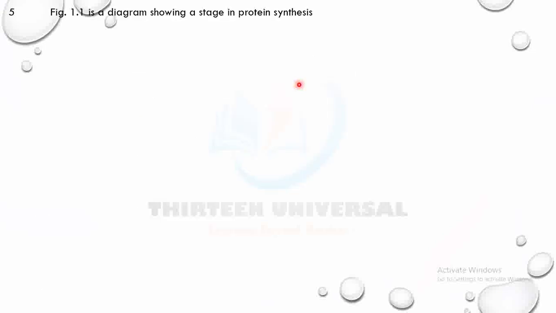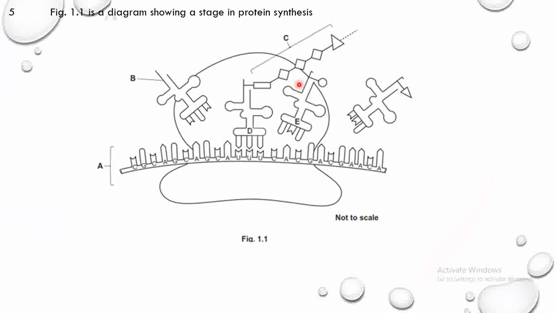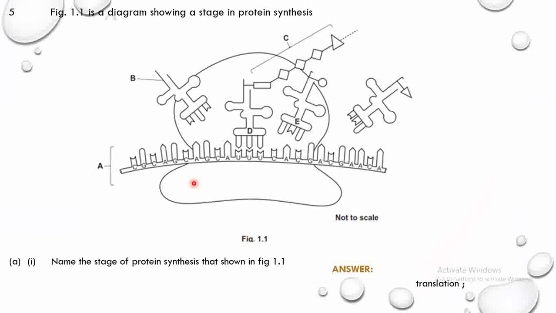1 mark. Fig 1.2 is a diagram showing a stage in protein synthesis. Yep, this is interesting. Okay, so this is protein synthesis. I want you to try this question, guys. Name the stage of protein synthesis that is shown in Fig 1.1. Which stage is here? Of course, it is translation. That is synthesis of polypeptide.